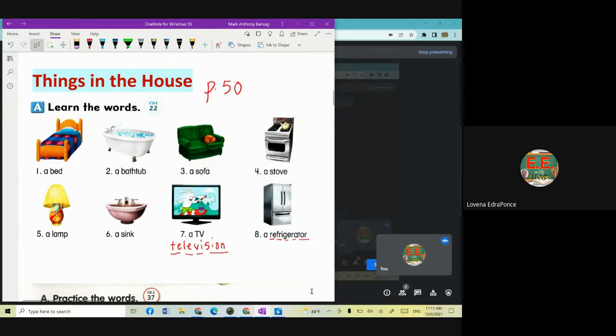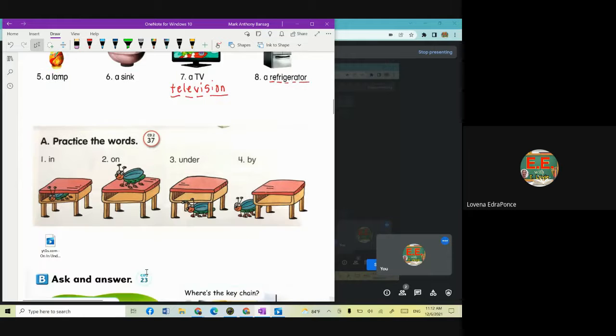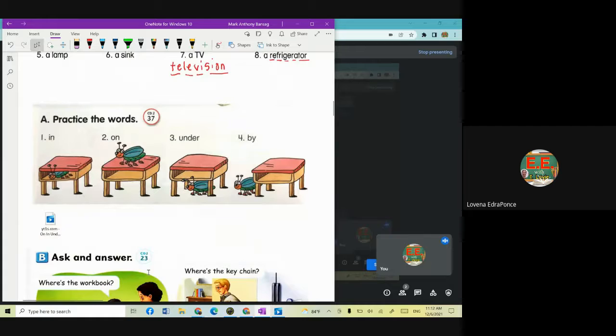Last time we studied the things in the house. Let's review first. For the things in the house, we have number one, a bed. Number two, a bathtub. Number three, a sofa. Number four, a stove. Number five, a lamp. Number six, a sink. Number seven, a TV or television. Number eight, a refrigerator. And we have studied in, on, under, by.